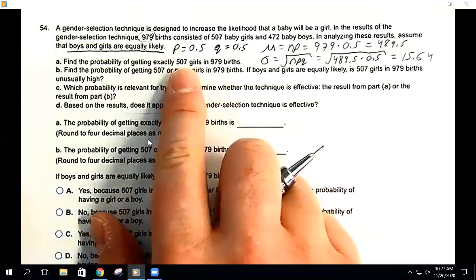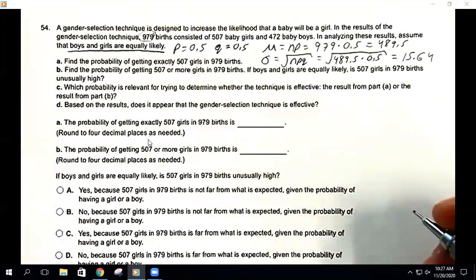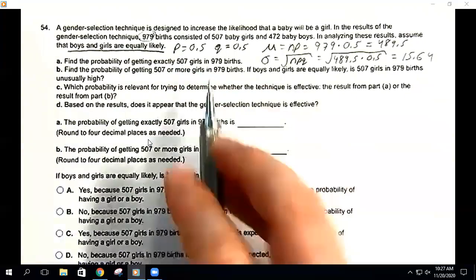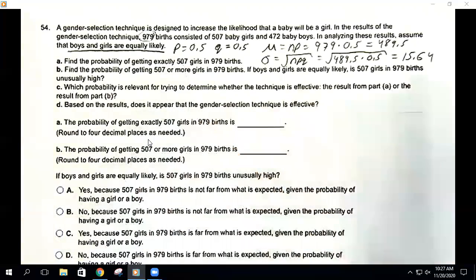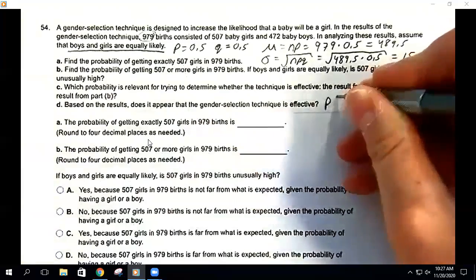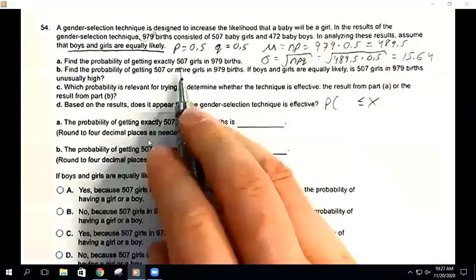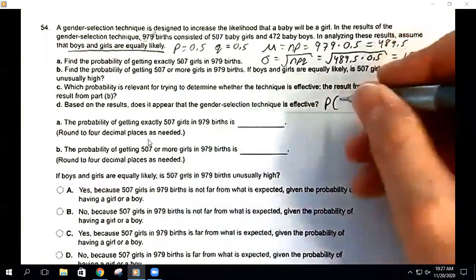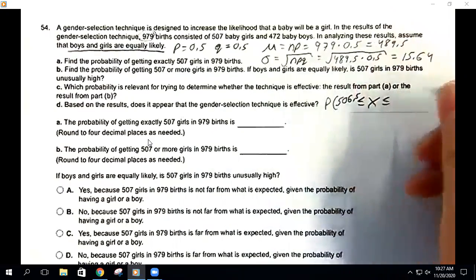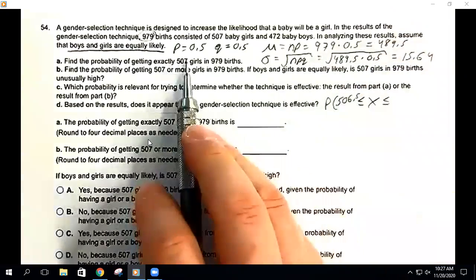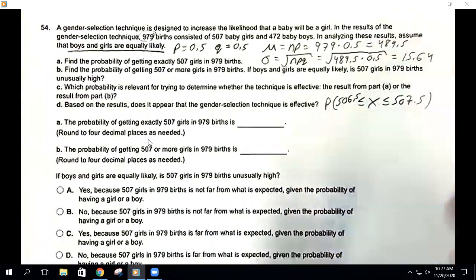Now, looking for exactly 507 girls in 979 births, we're going to have to change that 507 because that's the area of the line that we talked about in the first problem. So instead, we're going to sandwich that x value between two. We're going to have 506.5 on the low side, and we're going to have 507.5 on the high side. So again, subtracting that 0.5 and adding that 0.5.